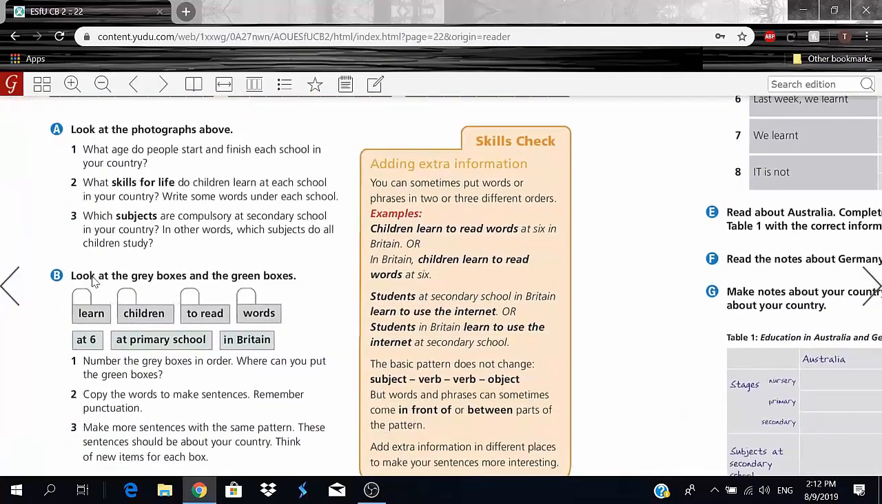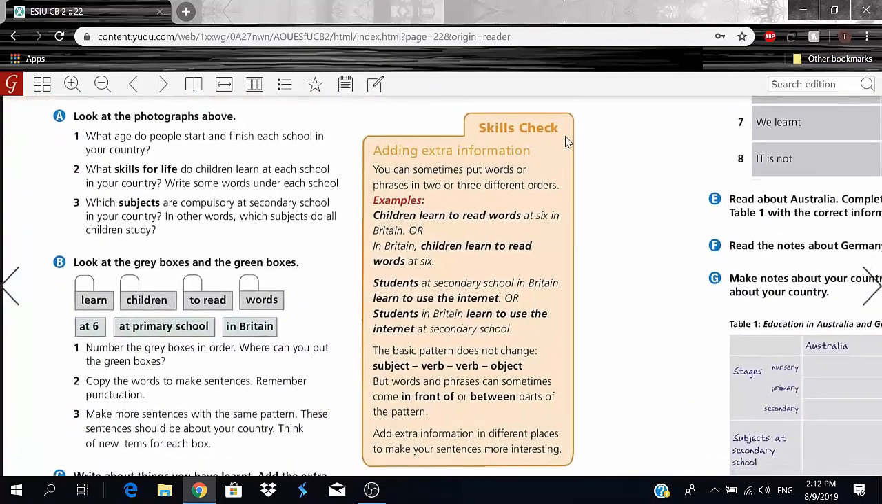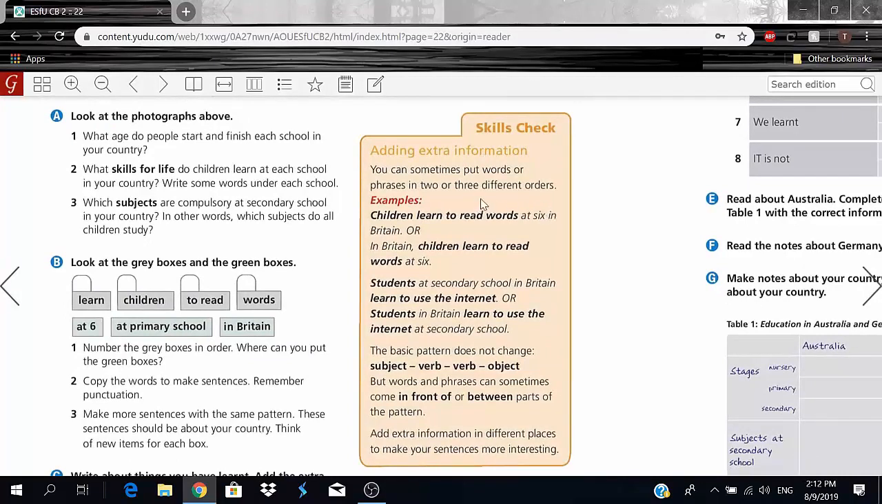Now let's look out. Actually, before we do that, let's hop into the skills check. Adding extra information. You can sometimes put words or phrases in 2 or 3 different orders. You guys remember we just did this on the page before that. So we have examples. Children learn to read words at 6 in Britain. Or we could use different patterns. You guys remember this? In Britain, children learn to read words at 6. Okay, so different styles, different patterns, same answer basically.